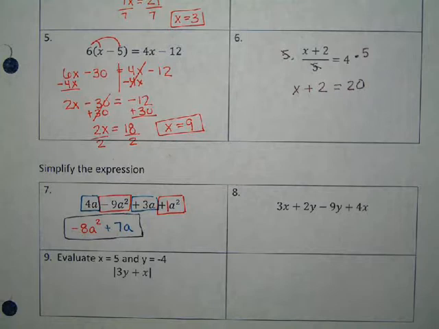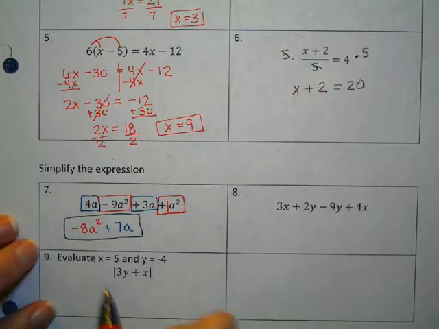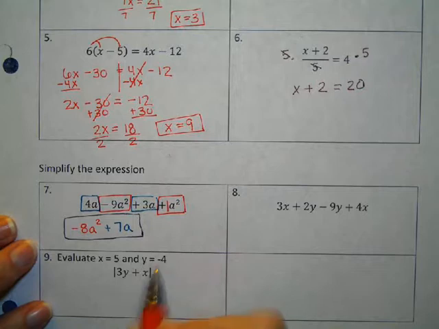Number 9, evaluate means you're going to be given an answer, like x equals 5, and you're going to plug it into the problem. So we have y equals negative 4. So I'm going to draw these lines. They're called absolute value.